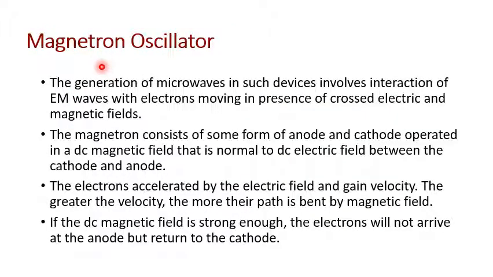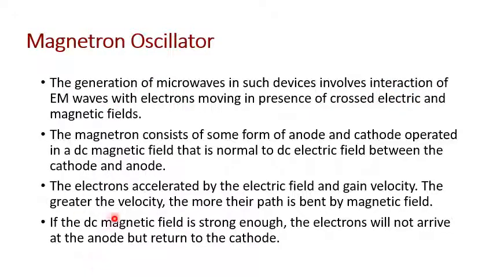Now we will look at the magnetron oscillator. A magnetron basically consists of some form of anode and cathode that is operated in such a way that the DC magnetic field is normal to the DC electric field that exists between the cathode and the anode. The basic principle of operation deals with the interaction of electromagnetic waves with electrons which are moving in the presence of these crossed electric and magnetic fields.